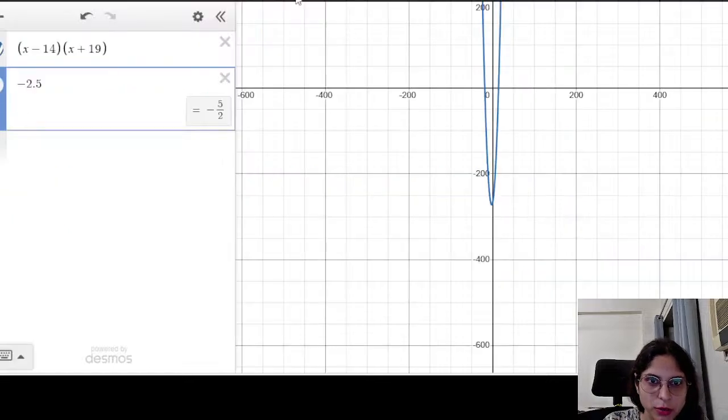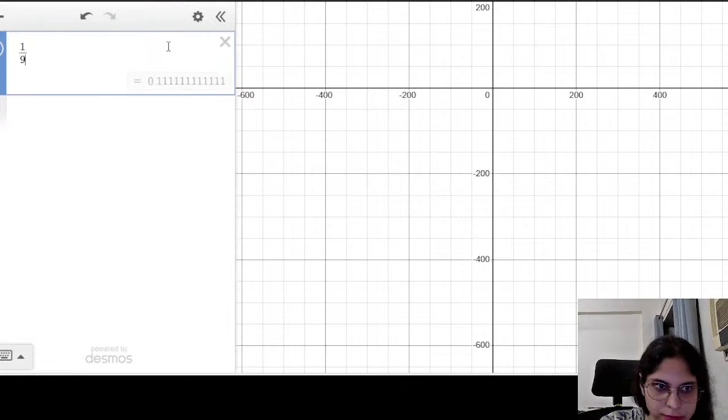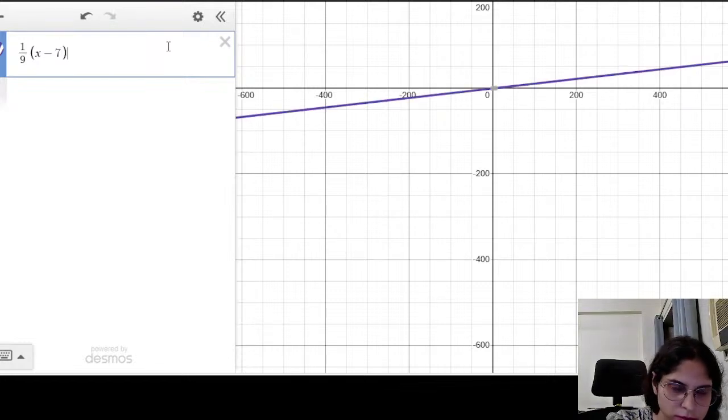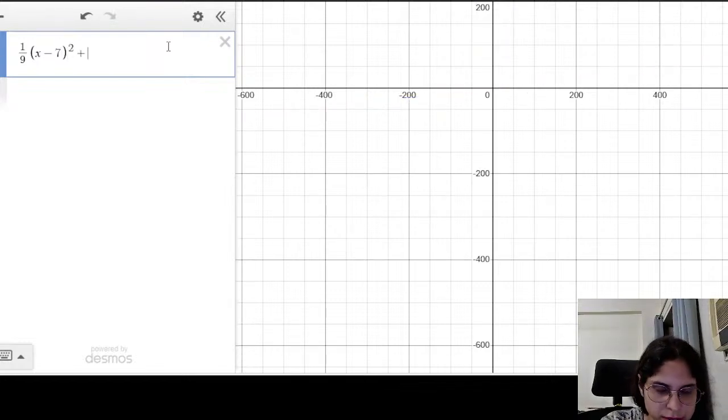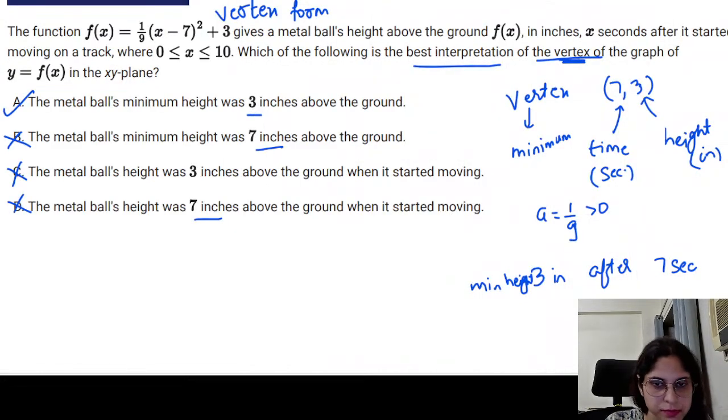And if you're wondering, how do I do it if I don't know anything? Go to Desmos, 1/9 times x minus 7 whole squared plus 3. 7, 3, you can see the minimum height is 3 inches. Alright? Now this was 52. Next question is 58.